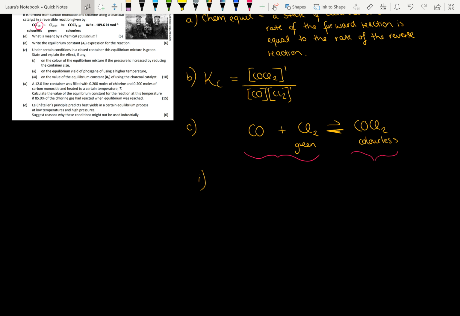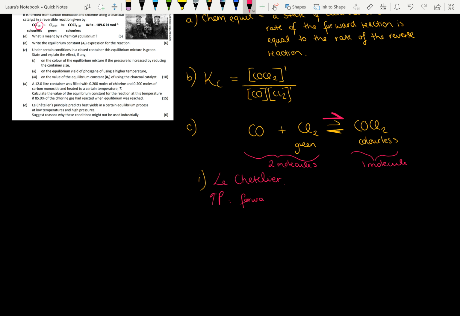The next thing we need to be looking at is the number of molecules on each side, because we know that by Le Chatelier's principle, if we were to increase the pressure, the reaction that produces the smallest number of molecules is going to be favored. So we know on this reactant side, we've got 2 molecules. On this product side, we've only got 1 molecule. Now, what does that mean for an increase in pressure? Well, that means that our forward reaction is going to be favored.